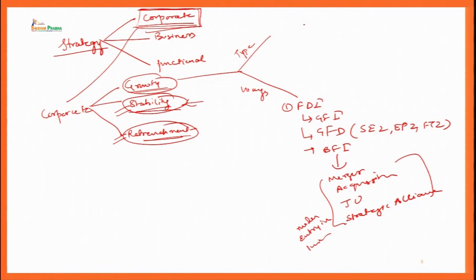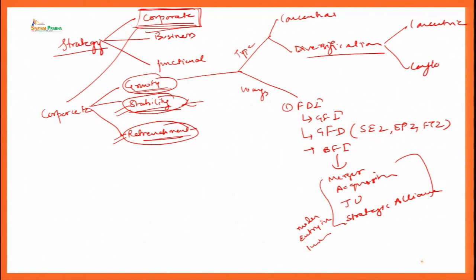And there are certain types of growth strategy. What are those different types of growth strategy? It's divided into two parts. One is concentration, and the second one is diversification. And if you are looking for diversification, again there are two types. One is concentric diversification, and another one is conglomerate diversification.